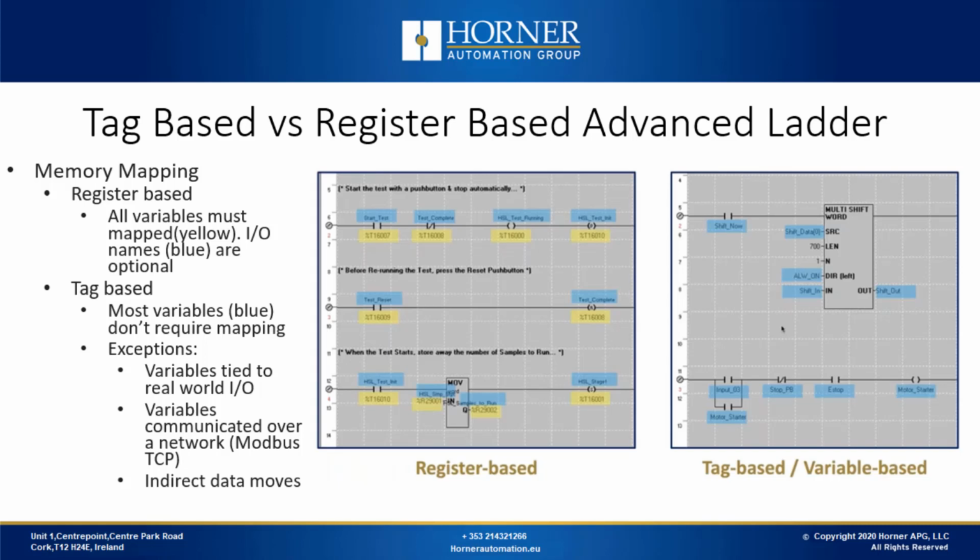The last exception is the case of indirect data moves, where data is moving from point A to point B directly, but you're using pointers from the source to the destination. So in general, in tag-based logic, you won't have to map variables, except in those cases.